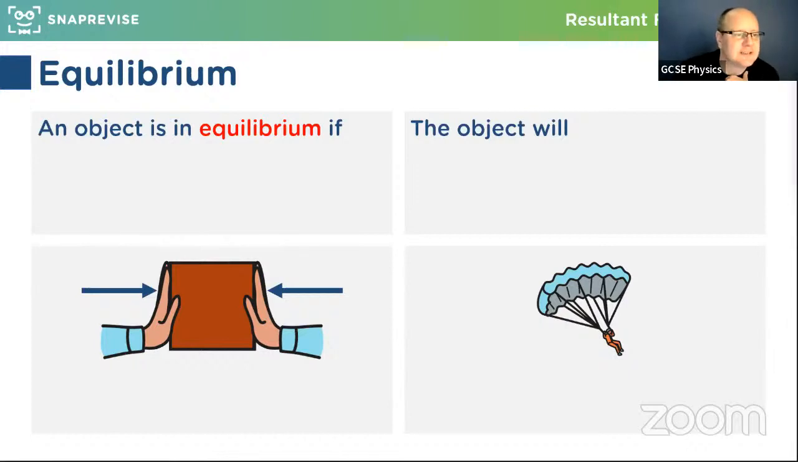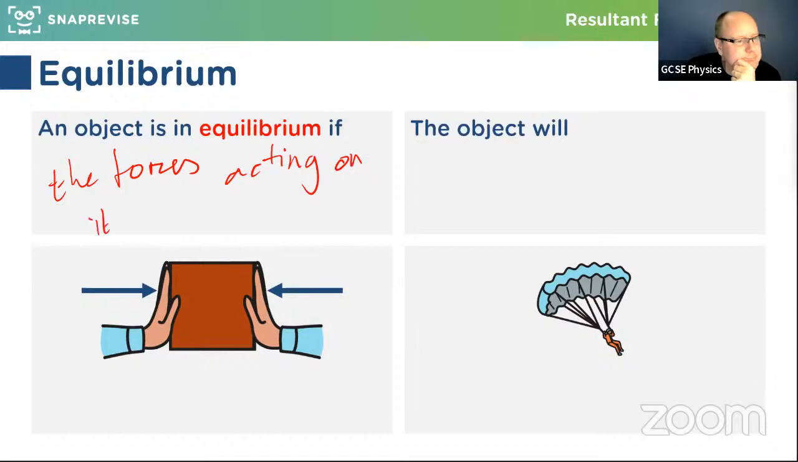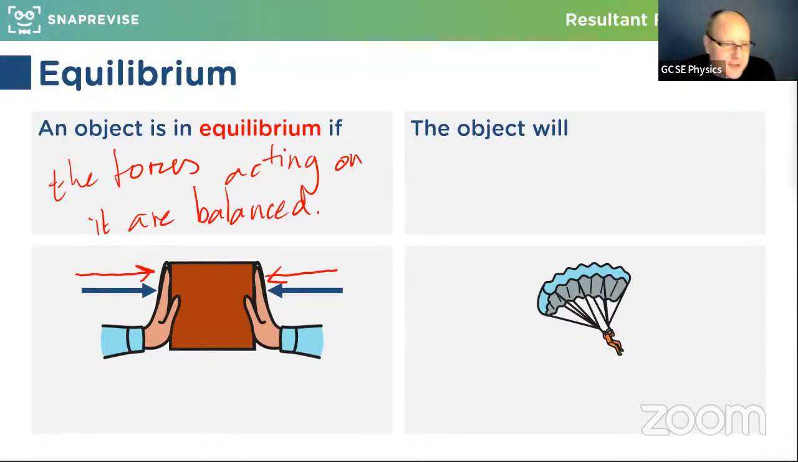So an object is in equilibrium if the forces acting on it are balanced. And so they cancel each other out. And we have an example of that bottom left on this slide. So we have a force there to the right, and another force there to the left. And they're of exactly the same magnitude, but in opposite directions.